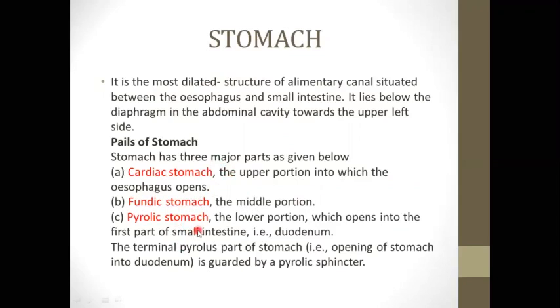The cardiac stomach is the uppermost portion, into which the esophagus opens. Then we have the fundus stomach, which is the middle portion. And finally we have the pyloric stomach, which is the lower portion. The cardiac stomach opens into the esophagus, and the pyloric stomach opens into the first part of the small intestine. As we saw, the stomach lies between the esophagus and small intestine, so the initial part opens into the esophagus and the final part opens into the small intestine.